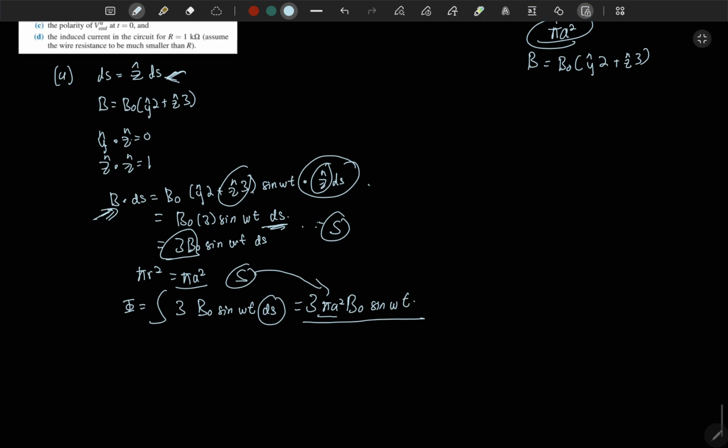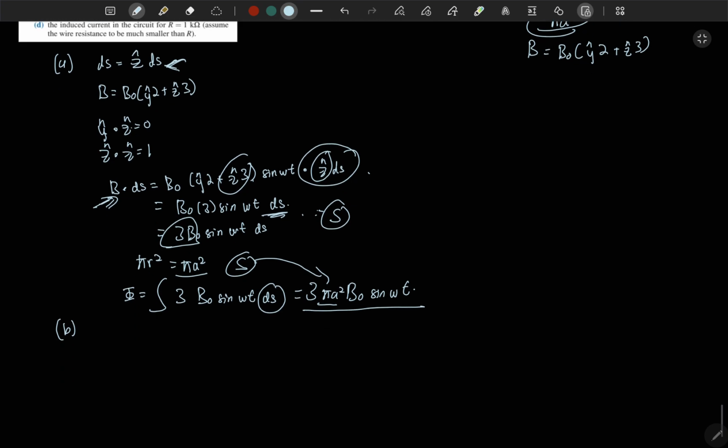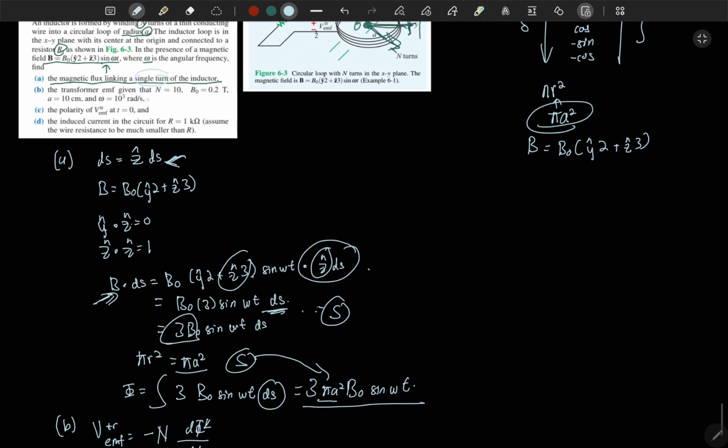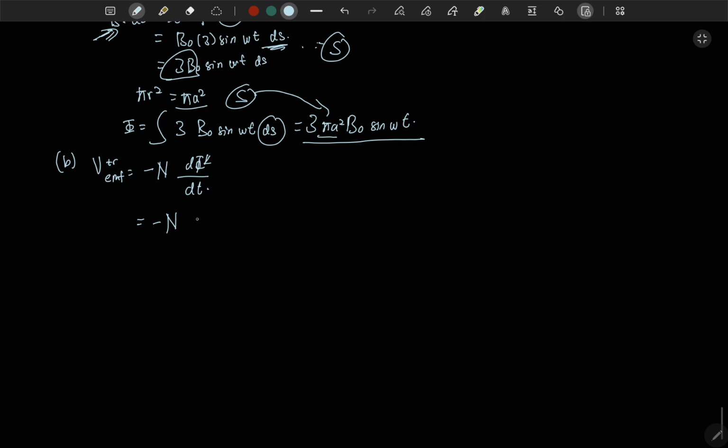Now let us try the question for B. What does B say? They have given the values now. Okay, before that, the transformer EMF is equivalent to negative N times the change of flux over time. Now the only thing that we have is this. If you look back at the question, they have given us some values. Before that, let us try to solve this. d/dt of 3 pi a squared B naught sine.